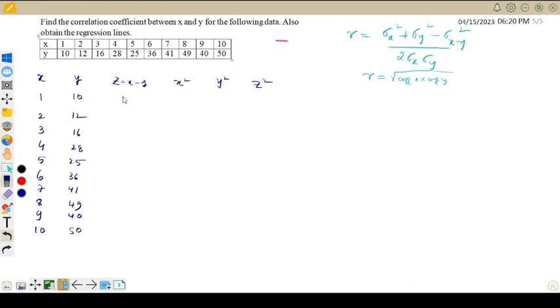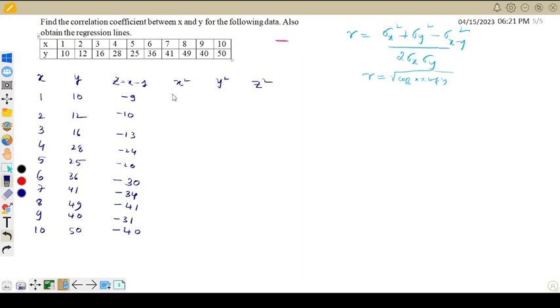The x minus y values are: 1 minus 10 is minus 9, minus 13, minus 24, minus 20, minus 30, minus 34, minus 41, minus 31, minus 40.